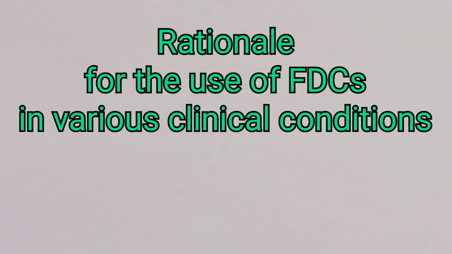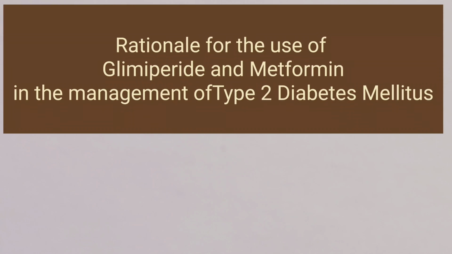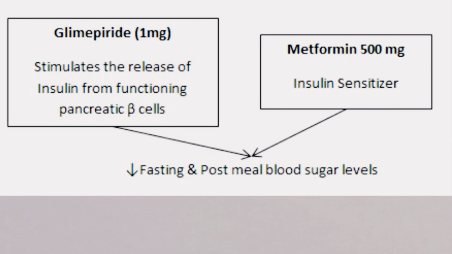Coming to the rationality. What is the rationale for the use of glimepiride and metformin for the management of type 2 diabetes mellitus? Glimepiride stimulates the release of insulin from functioning pancreatic beta cells, whereas metformin acts as an insulin sensitizer. It facilitates the uptake of glucose into the adipose tissue and skeletal muscle, thereby helping in lowering the fasting and post-meal blood sugar levels.